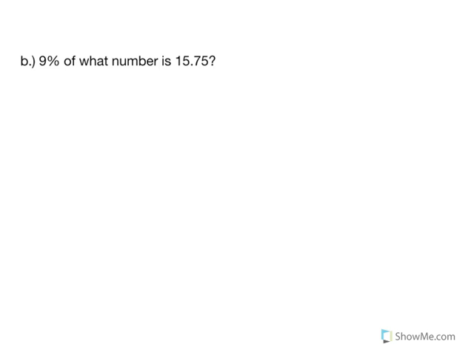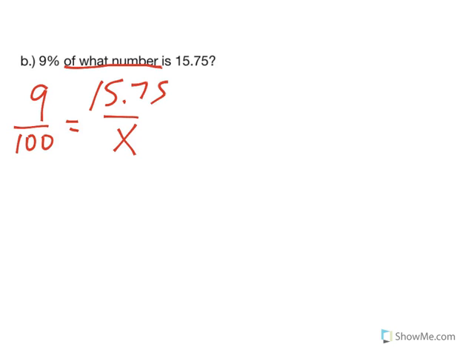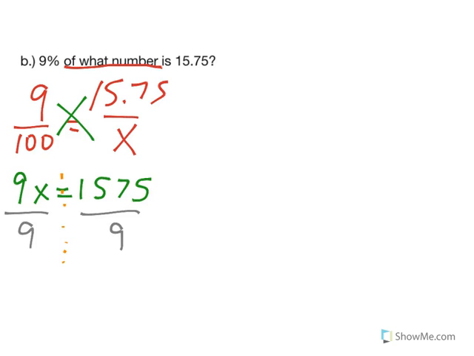In part B, I have 9% of what number is 1575? Let's start with an equation. Actually, let's start this time with a proportion. 9%: percent is always over 100. Of what number? "Of" implies total, so it goes on the bottom. "Is" is the part, and it goes on the top. When I cross multiply, I have 9x equals 1,575. The equal sign splits. I divide both sides by 9, and x gives me 175.